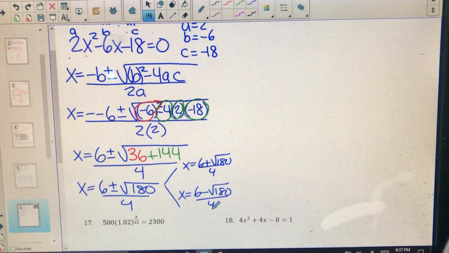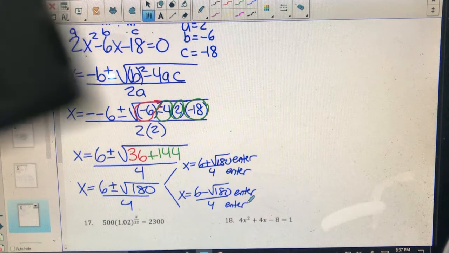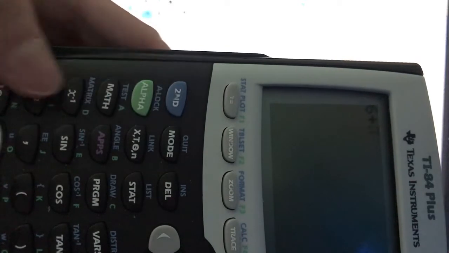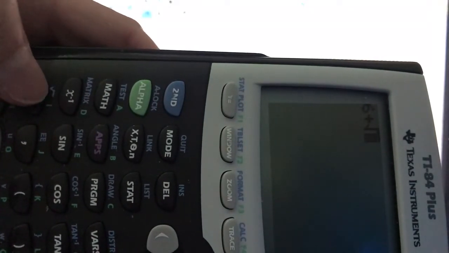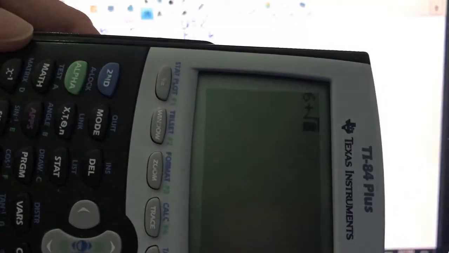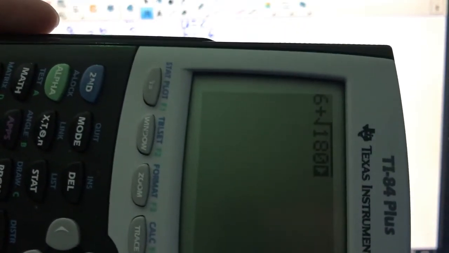Now when you plug it in, and I'll show you how to do it in the calculator in a second, you're supposed to type in the top first, 6 plus the square root of 180, then press enter, then divided by 4, enter, and the same thing for minus. So here we go. In the calculator, I'm starting with a clear screen. You would type in 6 plus, again to get the square root, you hit second, x squared. See the little square root symbol above the x squared? It's in blue. That tells me to hit the blue key first, and then the square root comes up, and under it I type in 180.